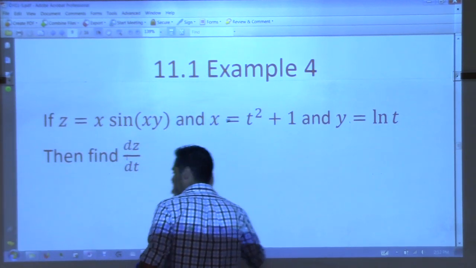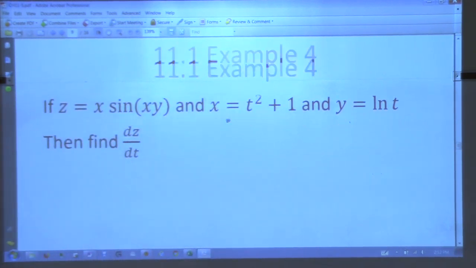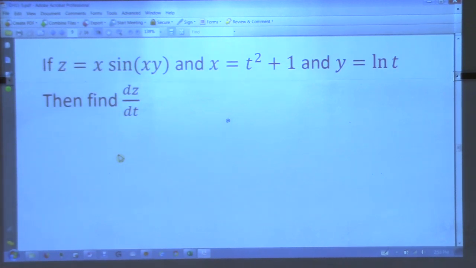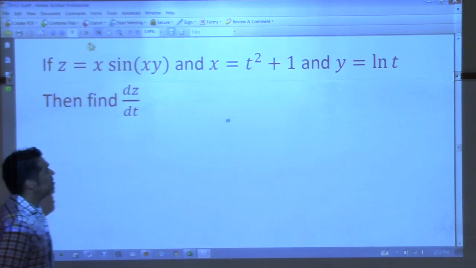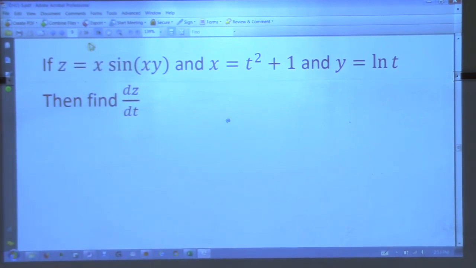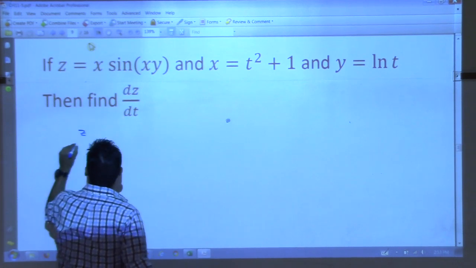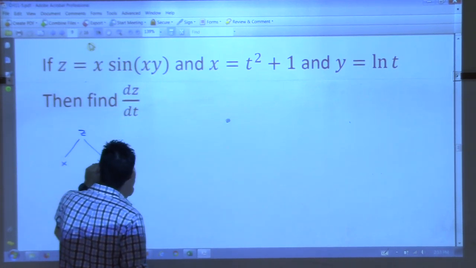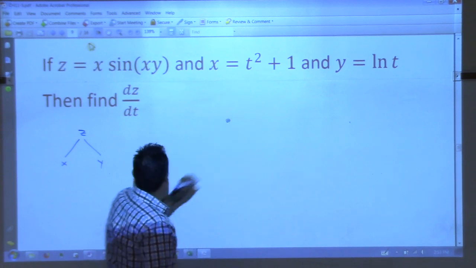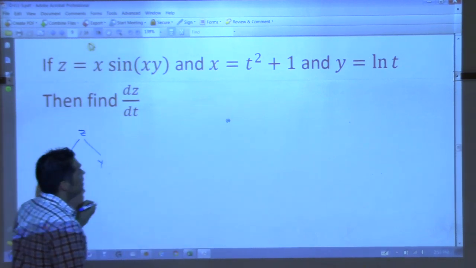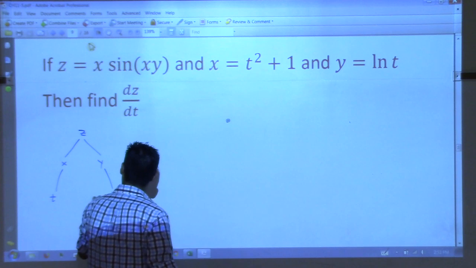Okay, so let's do this example. All right, so we have z is equal to x sine of xy, x is equal to t squared plus 1, and y is equal to natural log of t. So when we look at this, we tell ourselves, first of all, z depends on x and y. X depends on t. And y depends on t, like that.